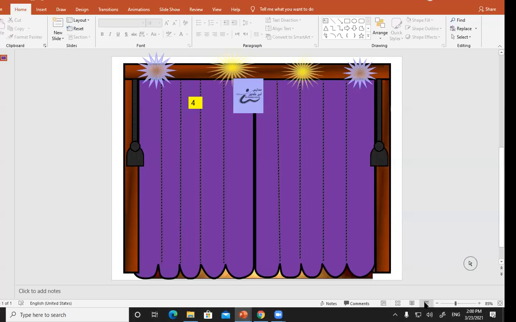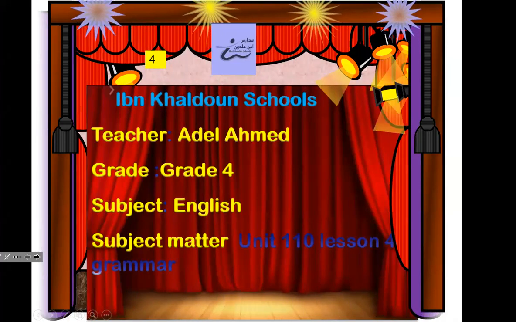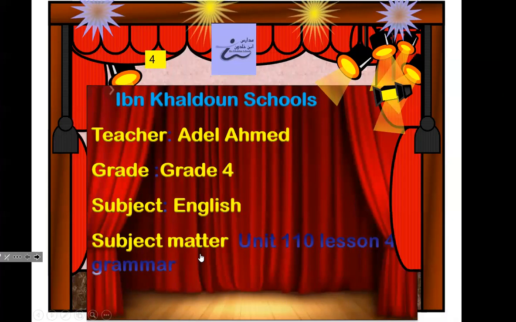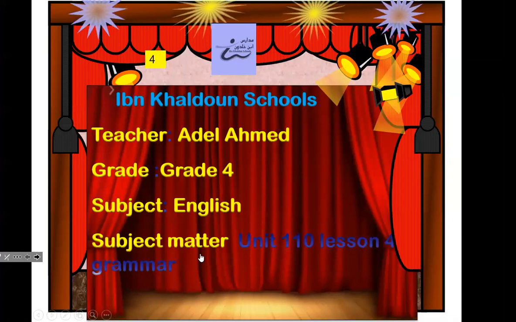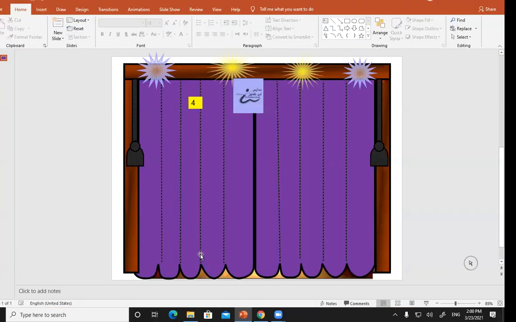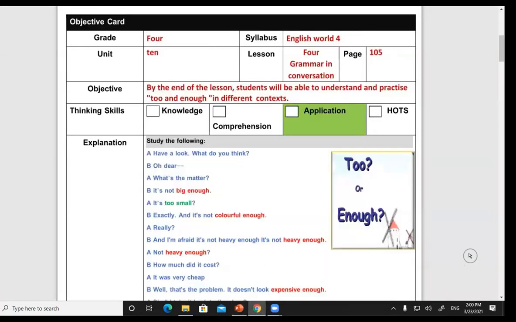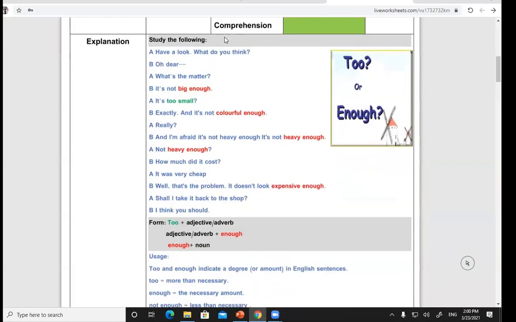We are in grade 4, as you see here. Today we are going to complete the lessons we started yesterday, which is unit 10, Lesson 4, Grammar 2, which is "enough" and "too". I prepared many activities, but I'll start with this one, because it includes the dialogue itself. So we are going to listen to the dialogue.